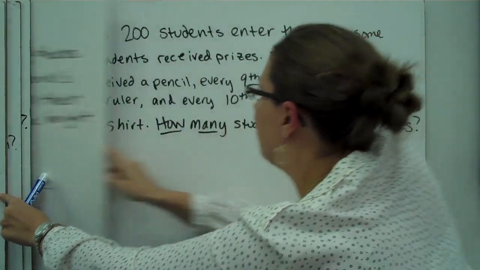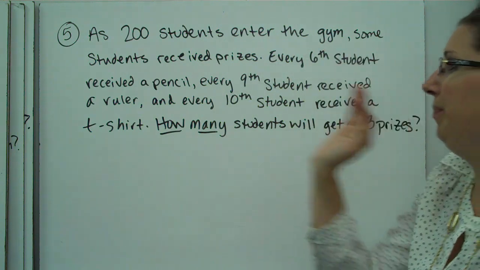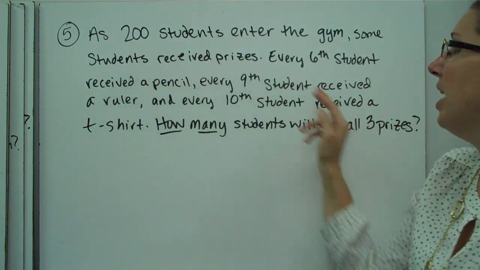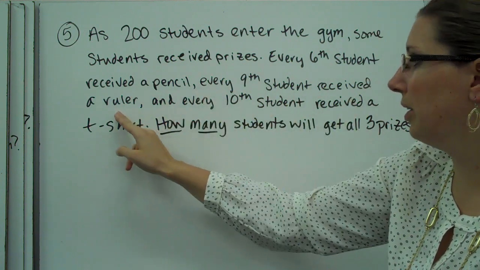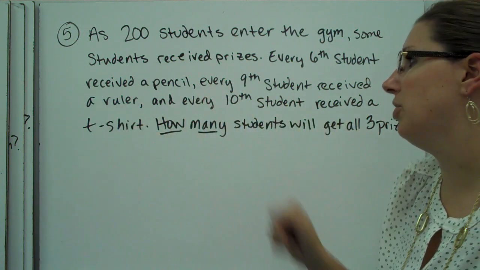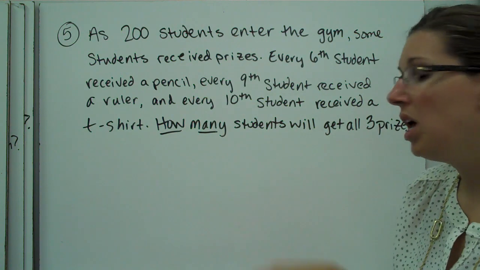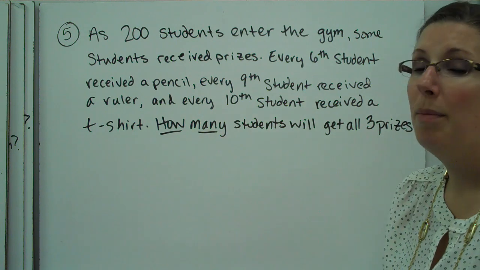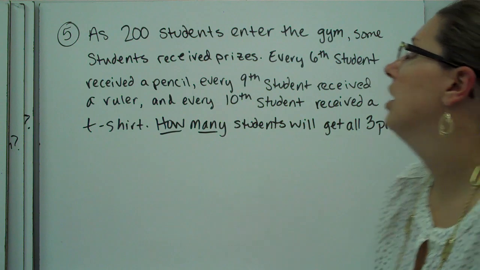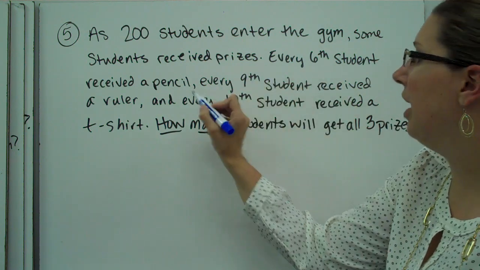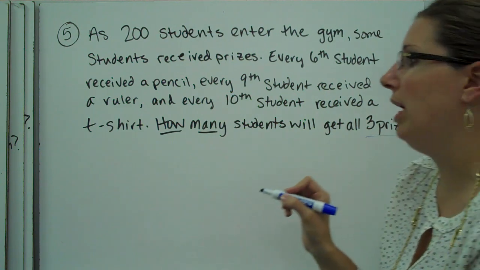Here we go. Number 5. As 200 students enter the gym, some students received prizes. Every 6th student received a pencil, every 9th student received a ruler, and every 10th student received a t-shirt. How many students will get all 3 prizes? I underline how many because that's going to be important at the end of our problem. So we have every 6th student, every 9th student, every 10th student. And we want to know how many get all 3.